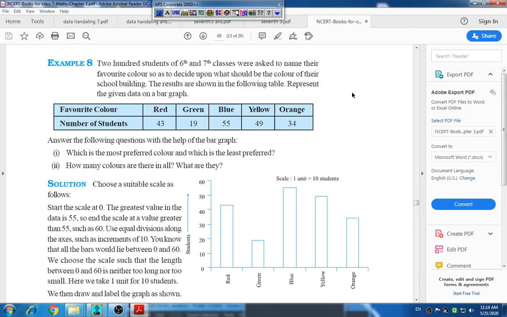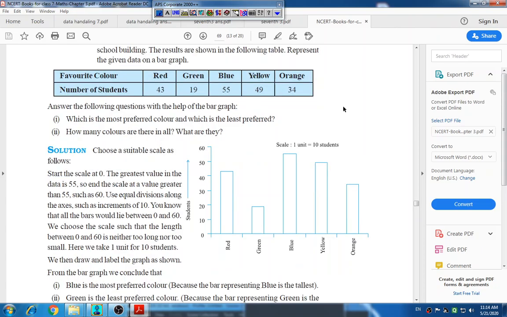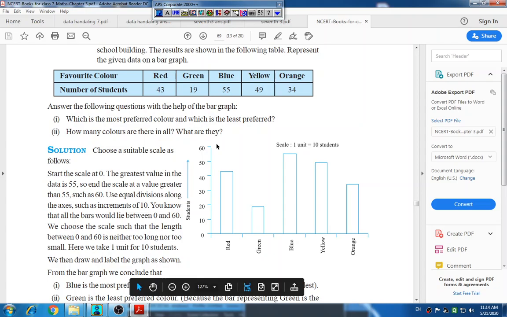Which is the most preferred color, which is the least preferred, and second, how many colors are there in all and what are they. Now look at here how we can choose the suitable scale for drawing a bar graph. Okay, now we have to start the scale from 0. Look at here, this is the x-axis, which is a vertical line, and which is a horizontal line is y-axis. The vertical line shows our scale and the horizontal line shows our information.